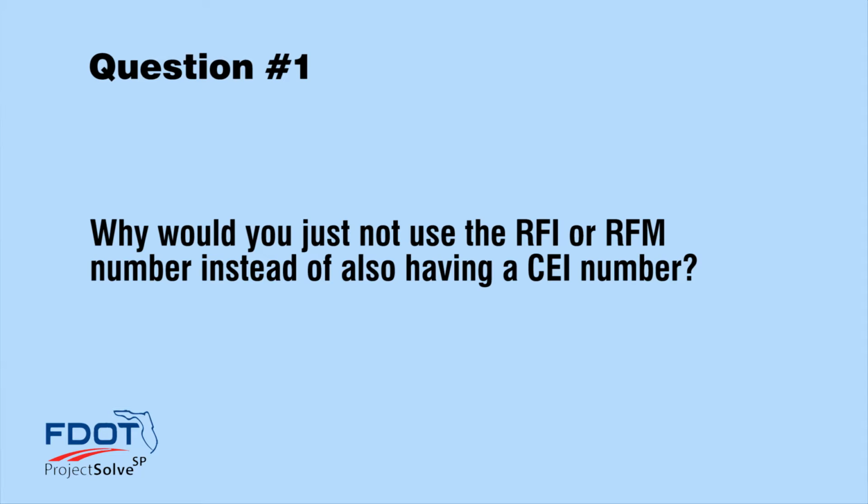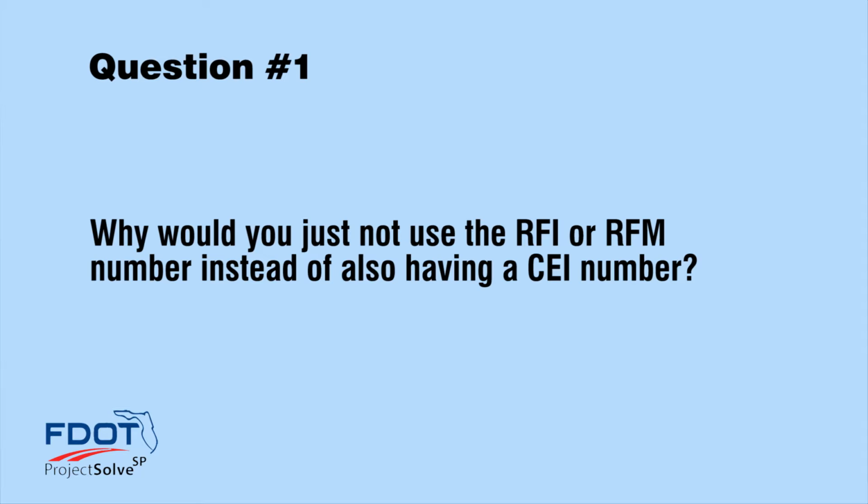It depends on how you want to manage your site. Each project administrator may elect to do it a little bit differently. The box is called CEI number, but if you want to call it individually an RFI or an RFM or an RFC, if you track them that way, you have that option.